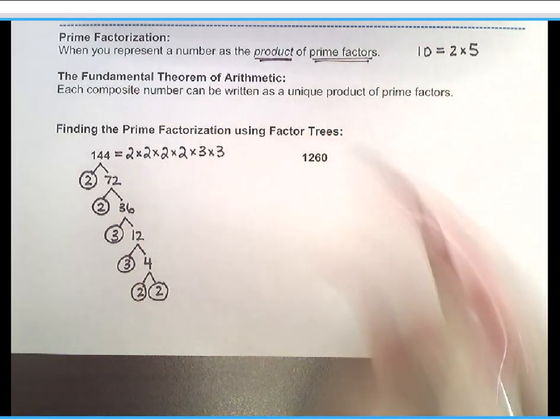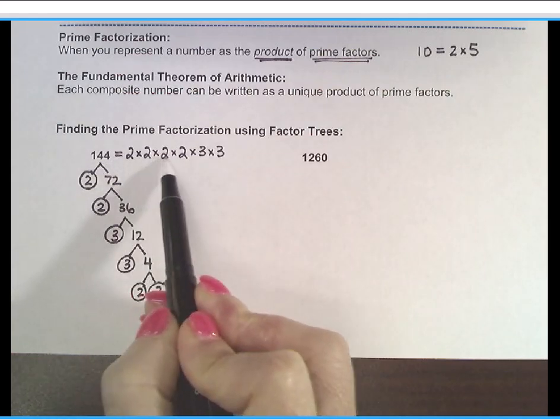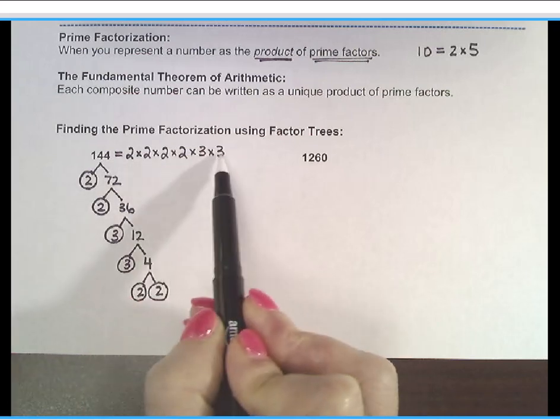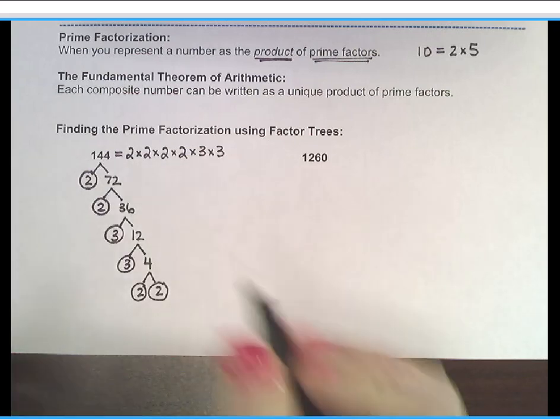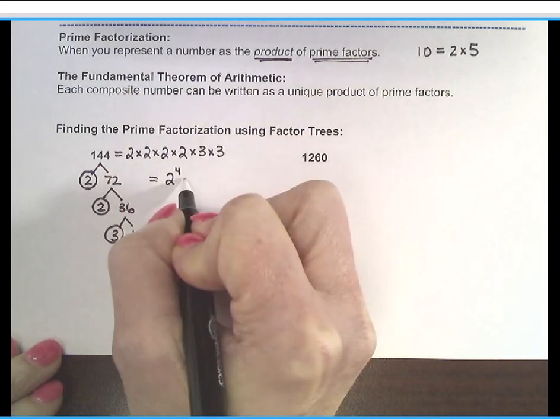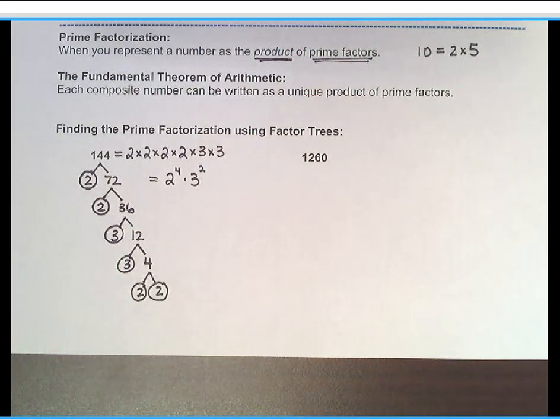So that's one way to write it. See how I went from low to high? So 2 times 2 times 2 times 2 times 3 times 3. And if you use a calculator, if you multiply all of this up, you should get 144. The other way you could write this is you could say 2 to the 4th power times 3 to the 2nd power. So that's a little bit shorter way to write it if you want to use exponents.